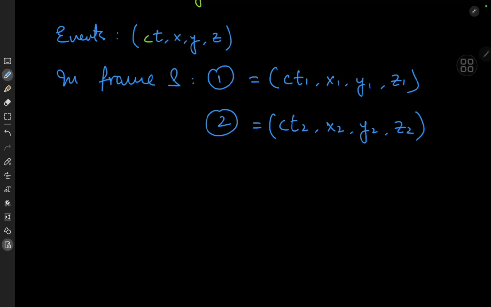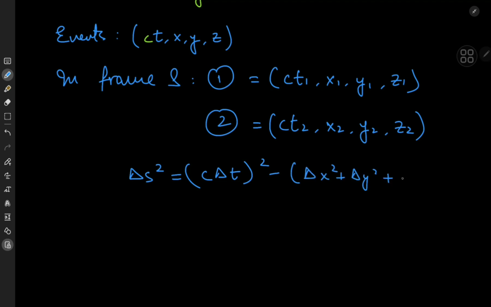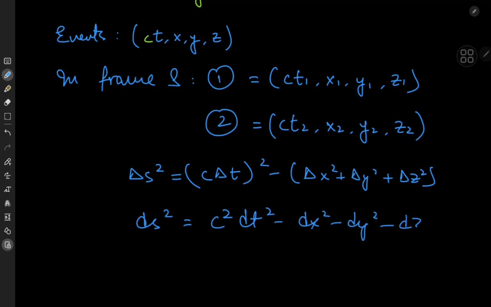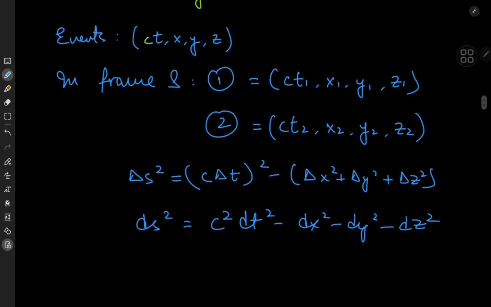Now the space-time interval between these two events, or the square of the space-time interval delta s squared, is defined as the difference between the squares of the temporal and the spatial distances between the two events. That is, I have c times delta t squared minus delta x squared plus delta y squared plus delta z squared. Or in the form of differentials, I can write this as ds squared being equal to c squared dt squared minus dx squared minus dy squared minus dz squared. That's for the frame S.